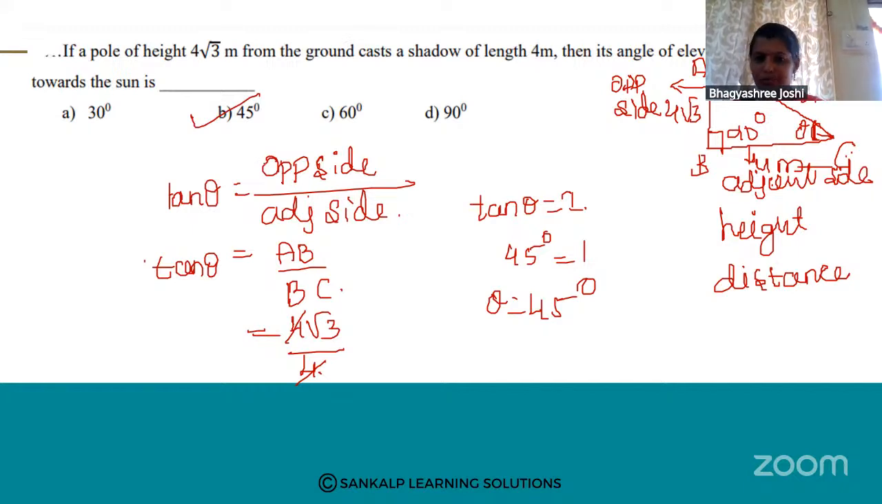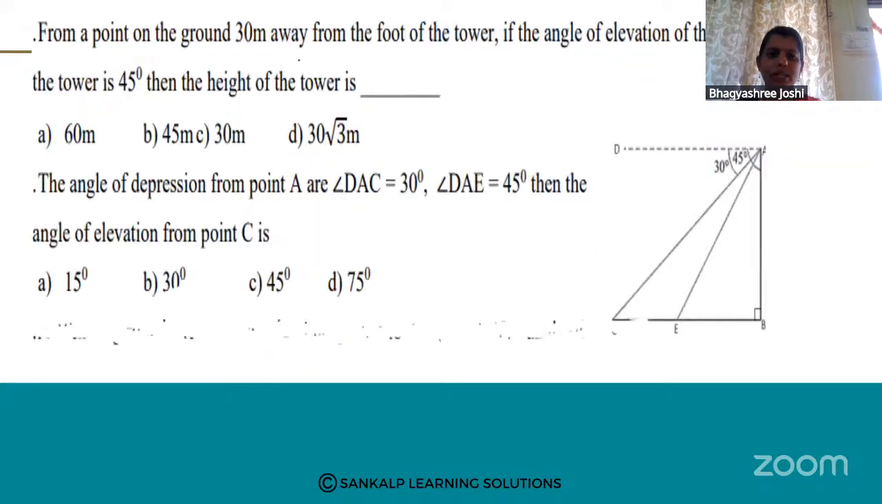Have you understood? Next question. From a point on the ground, 30 meter away from the foot of the tower, if the angle of elevation of the top of the tower is 45 degree, then find the height of the tower. The angle of elevation they have given is 45 degree. And what they have asked is the height of the tower.